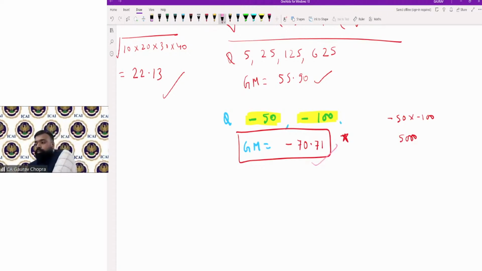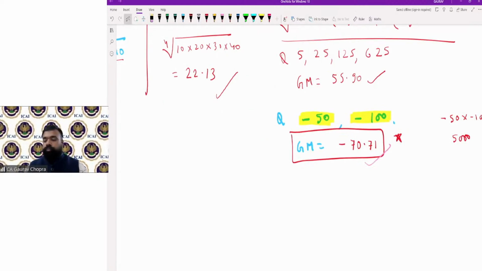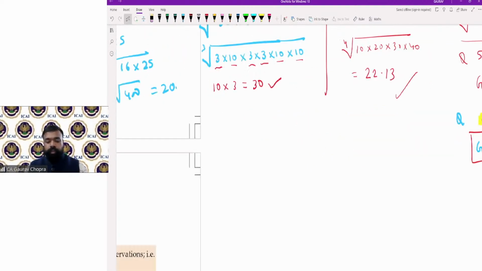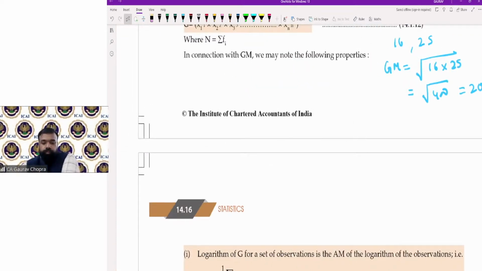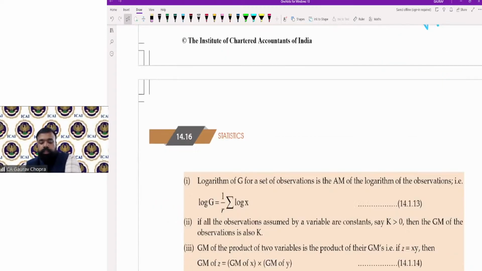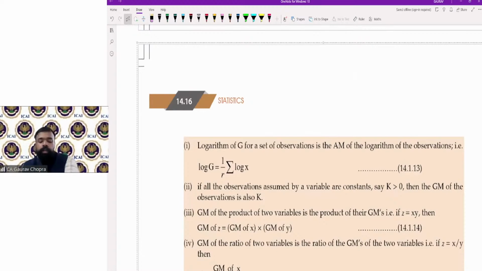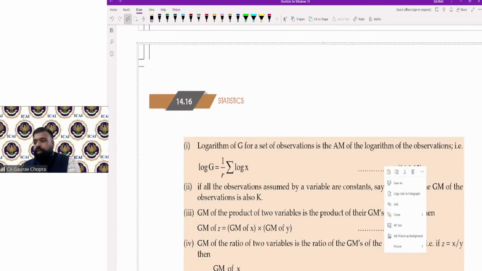Alright, so do not forget to write the negative sign. Now there is one more formula of geometric mean, but it is using logarithm. So that we don't have to do because that is a subjective kind of thing.